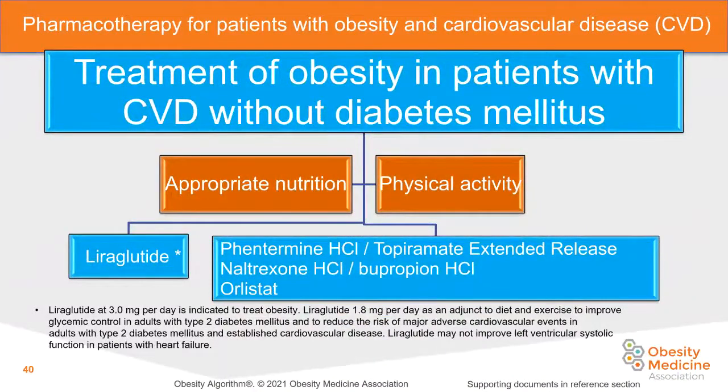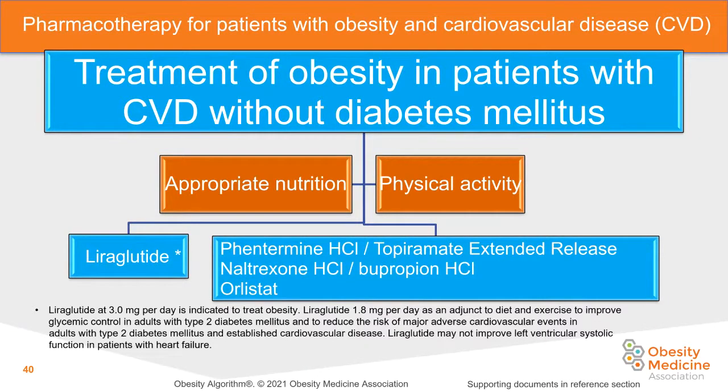As far as where we are today, there is no anti-obesity drug that's approved for treatment to reduce cardiovascular disease risk in patients with obesity. Doesn't exist yet. I think we're going to have them. Don't have them today. But what we do have is an anti-obesity agent, liraglutide, that at the 3.0 milligram per day dose is indicated to treat obesity.